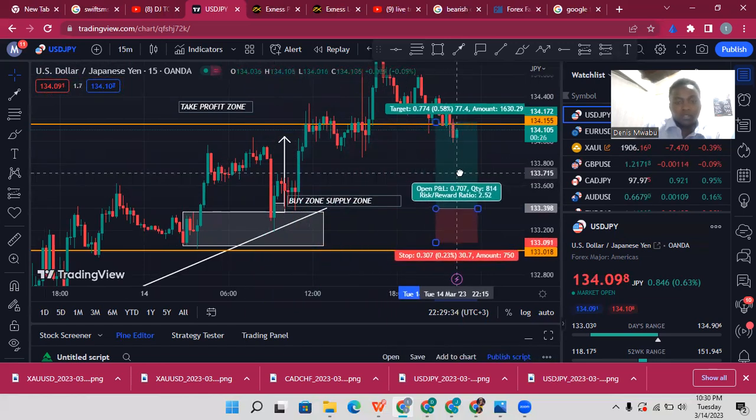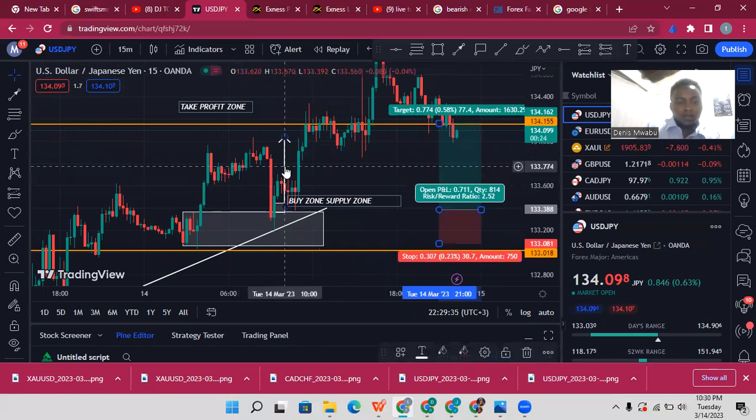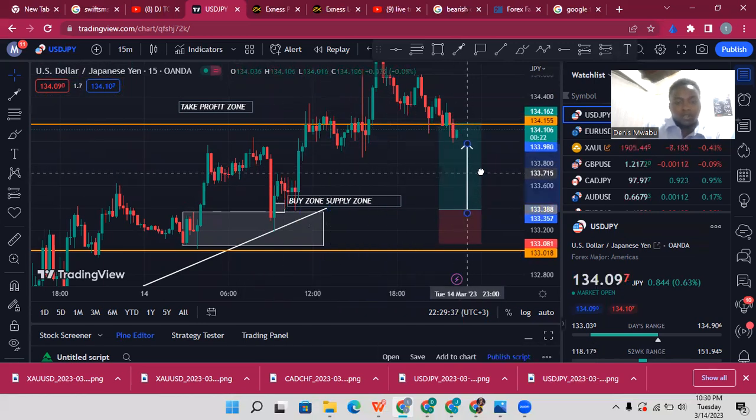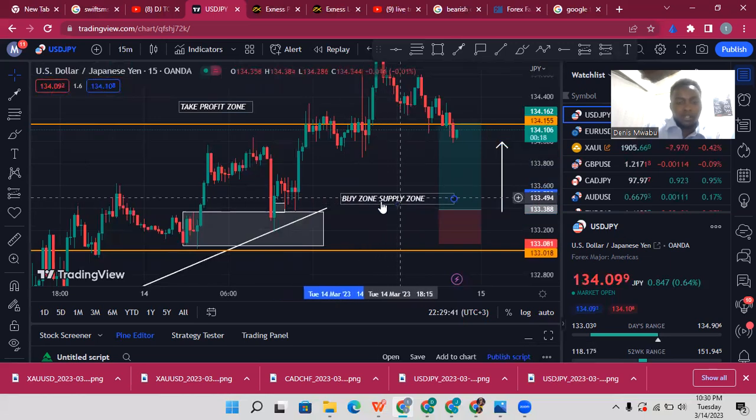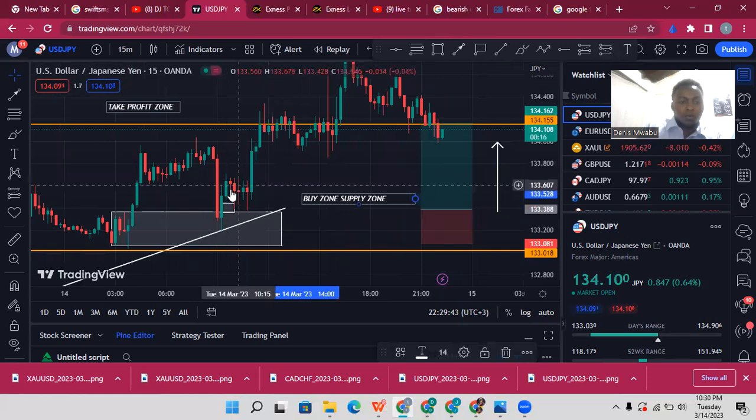Let me just remove this to make it clear. Also, let me remove this. This is just the prediction I had made earlier. Let me just move this here. So you can see price formed order blocks. You can see this is on the 15 minutes time frame.